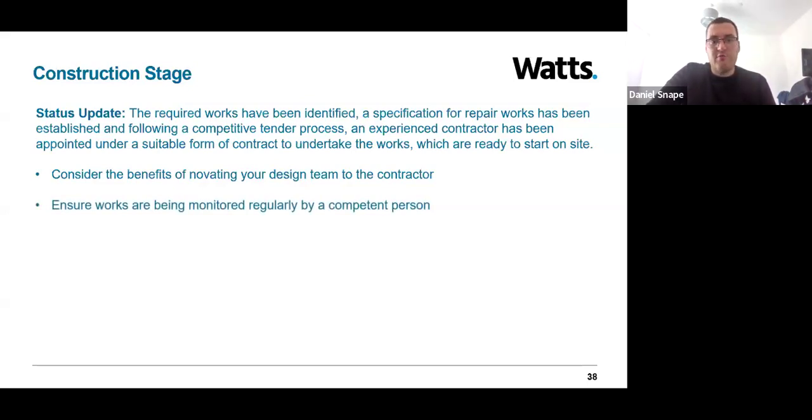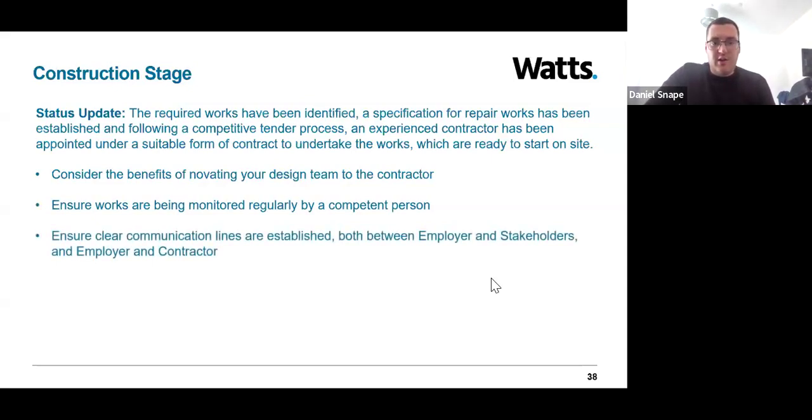Ensuring that works are monitored regularly by a competent person. Regular monitoring will ensure the correct installation process is being followed and works are being undertaken in accordance with the specification. It can enable defects to be identified before they become an issue.